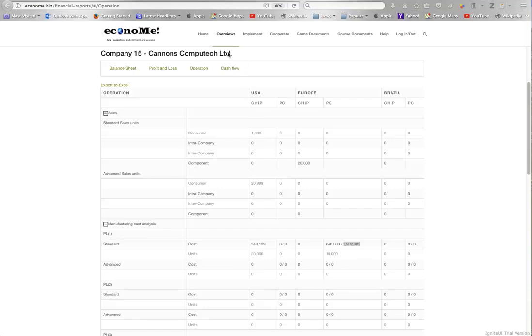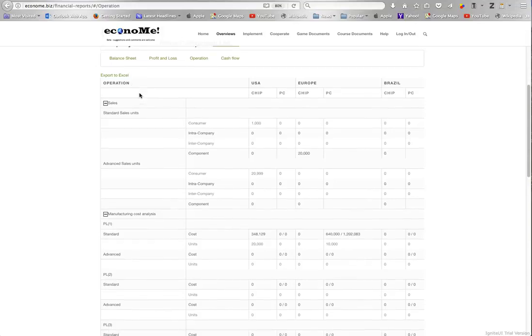In this tutorial, we will look at the operation report. The operation report is the fourth report that you find in the financial report section. Pretty much like the profit and loss and the balance sheet, you can export it to Excel if you intend to develop some management tools to help you manage your operation. The operation report gives you volume information, quantitative information, not value information.